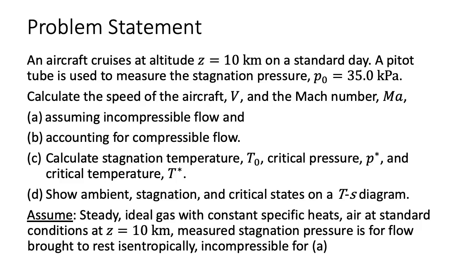For this problem, we will assume steady flight and that the air is an ideal gas with constant specific heats at standard conditions for an altitude of 10 kilometers. Also, we will assume that the measured stagnation pressure is for flow brought to rest isentropically. Finally, we will assume, incorrectly, that the flow can be modeled as incompressible for part A.